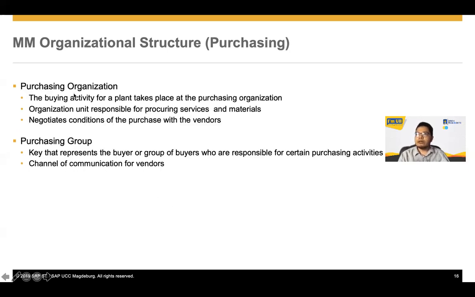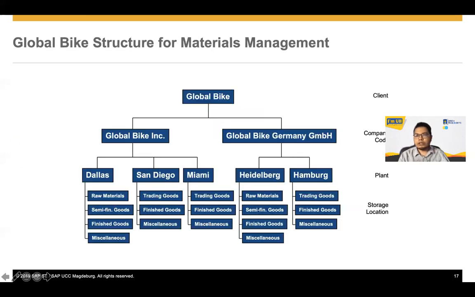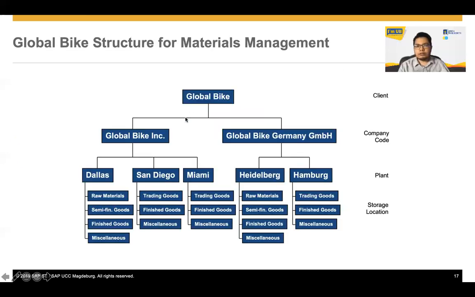This is for purchase procurement. So this is used to recognize or to manage the supplier side. And then purchasing group is the key representing the group of buyers who are responsible for certain purchasing activities. Okay, as you can see here for a clear explanation, it's like this.